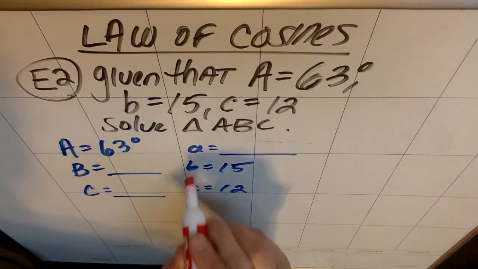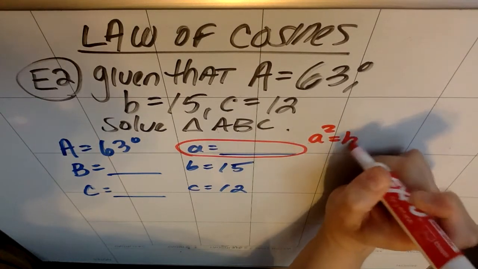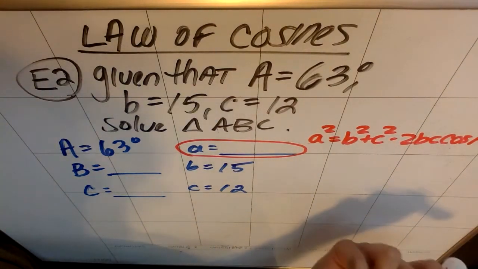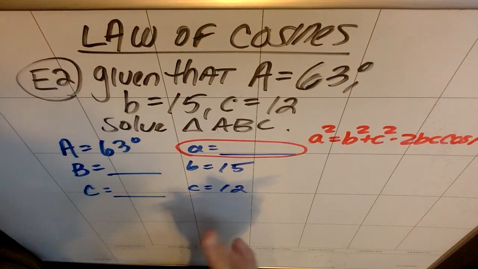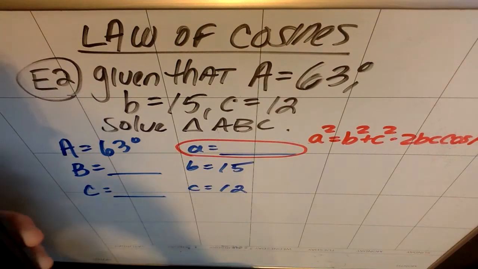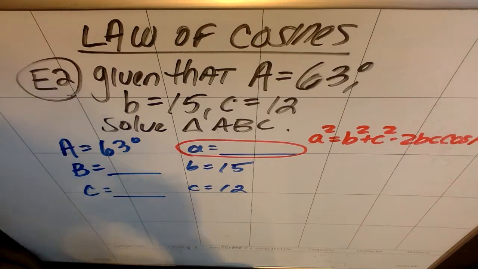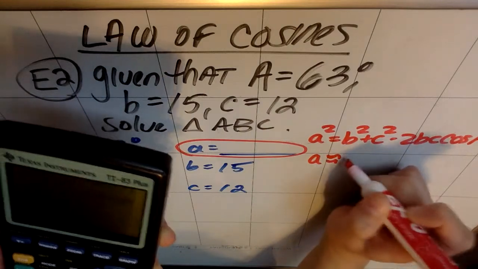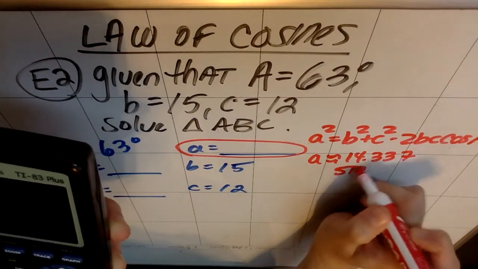So the first thing I'm going to do is find little a, using the law of cosines: a squared equals b squared plus c squared minus 2bc cosine of A. I'm going to type that into my calculator and square root it to find a. So I type in the square root of b squared, which is 15 squared, plus c squared, which is 12 squared, minus 2 times 15 times 12 cosine of 63. Oh, sorry, I said 62, 63, my bad. And I square rooted it. So I end up getting that a is approximately 14.337, which I'm going to store as capital A because I know I might need it. So I'm going to hit store as A.